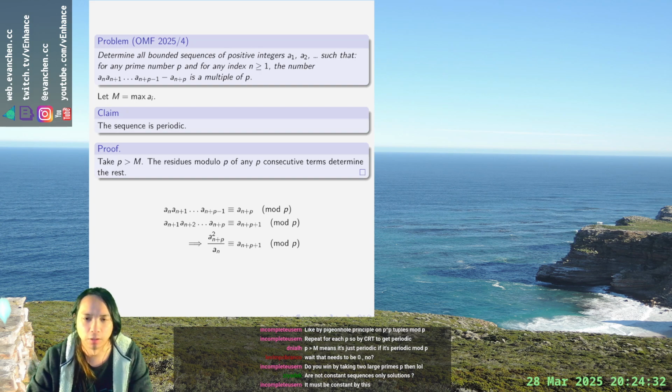Do I get completely periodic or no? I actually get completely periodic, too. What the heck? So it's periodic modulo p, but p greater than M. And so then what I can do is say let t be the period of the sequence.